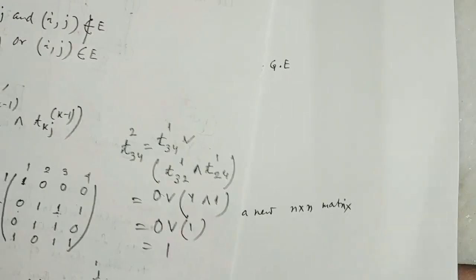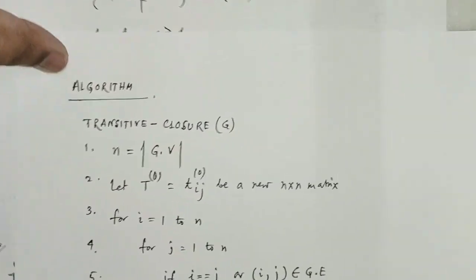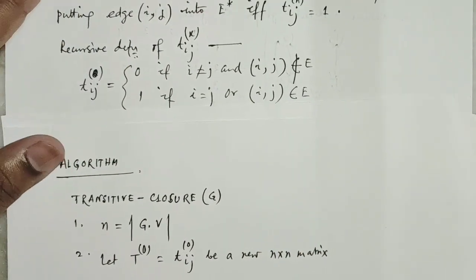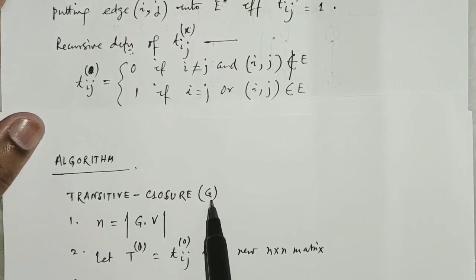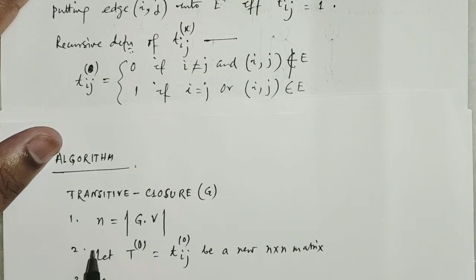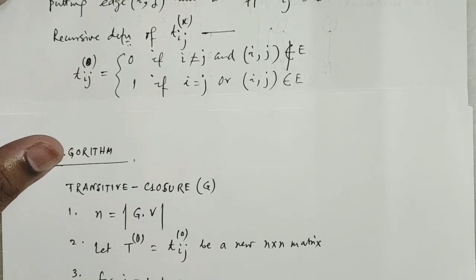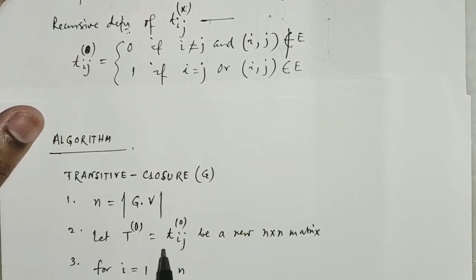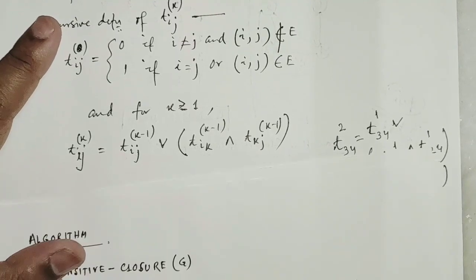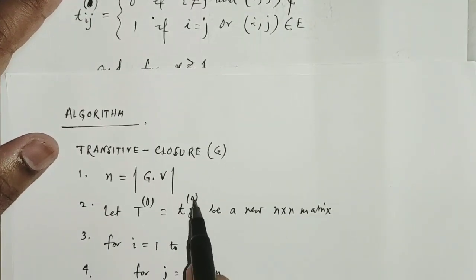So now come to the algorithm. If you can remember the formula or the recurrence of this one, you can easily write the algorithm. Transitive closure of the graph G. Method is transitive closure. First of all, you have to calculate the number of vertices in the graph. So n is the total number of vertices, equals modulus of G dot V. If the graph consists of 4 vertices, n is 4. So let T0, equal to T ij using 0, be a new n cross n matrix. This is the T0 we are talking about, where the entry of T0 is small t of ij.